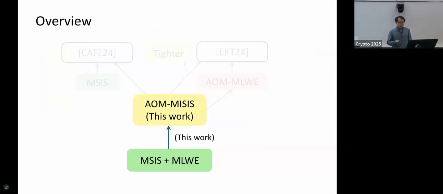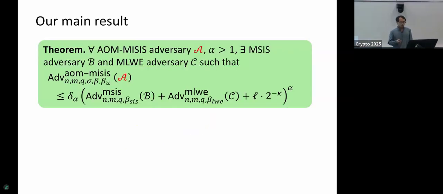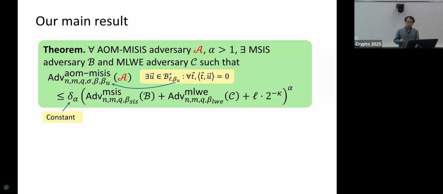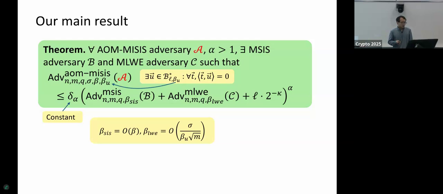So now we'll focus on the reduction from the standard assumptions. First, I will give a rough picture of the theorem we prove here. Recall that beta_U denotes the norm of this short vector U. And this delta_alpha is a constant depending on alpha. And the SIS and LWE parameters are roughly as follows. Please check the paper if you want the exact theorem.